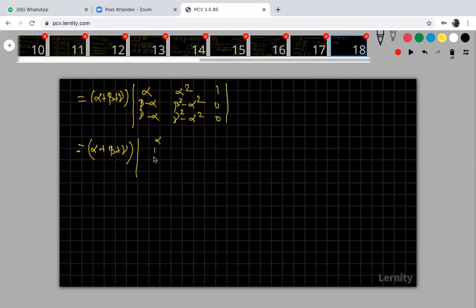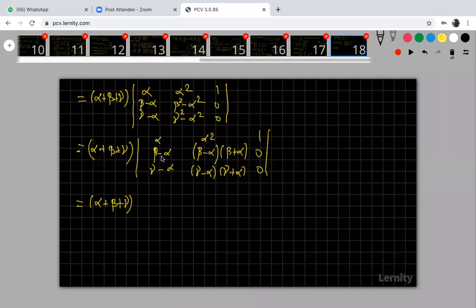This is alpha, beta minus alpha, gamma minus alpha. Here alpha square, this is beta minus alpha times beta plus alpha, and this is gamma minus alpha times gamma plus alpha. Okay, here this is 1 0 0. Right, so therefore this is alpha plus beta plus gamma.